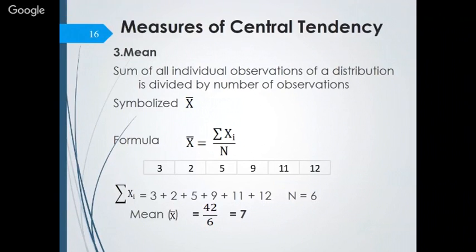Suppose in this case the mean is 7. Suppose we add one more number as 52. So we will add 52 to 42, which gives 94. 94 divided by 7 will give a higher value. So that's not a representative average. So always try to use the mean in cases where extreme values are not there.